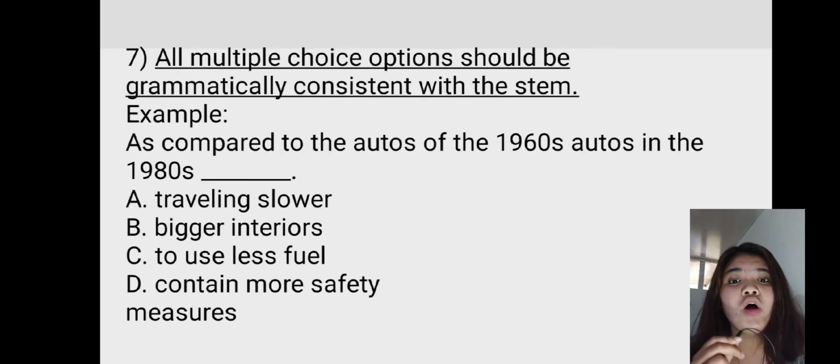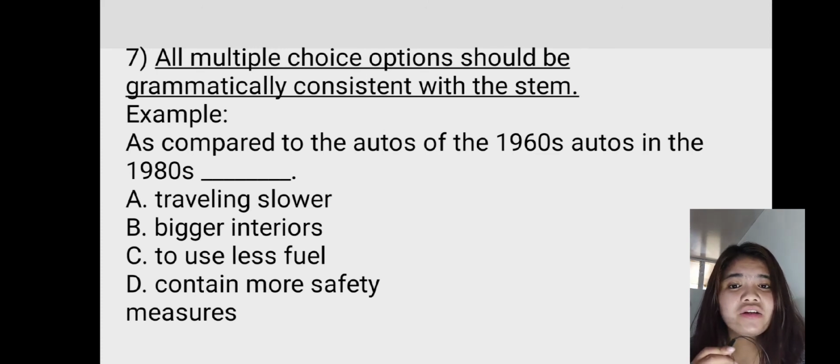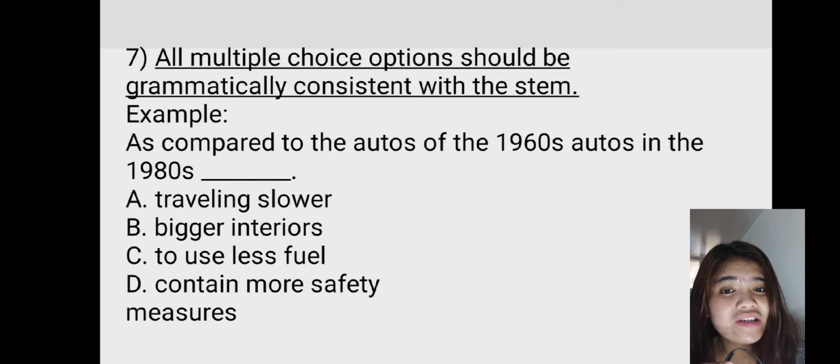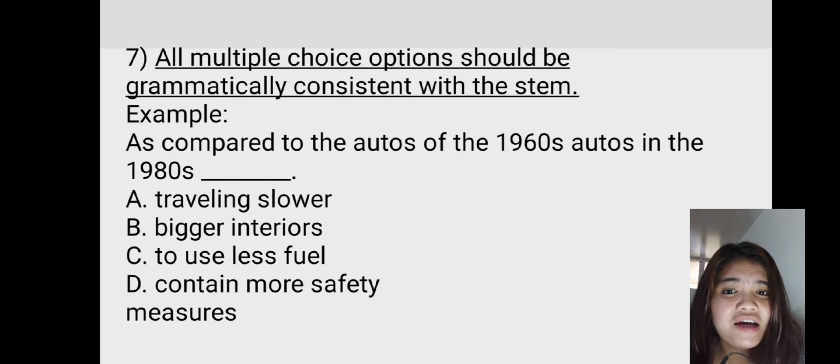Number 7. All multiple choice options should be grammatically consistent with the stem. Example: as compared to the cars of the 1960s, cars in the 1980s blank. A, traveling slower, B, bigger interiors, C, to use less fuel, D, contain more safety measures. Options A, B, and C are obviously wrong for the language smart, because when added to the stem, the sentence is grammatically wrong. D is the only option which, when connected to the stem, retains the grammatical accuracy of the sentence. Thus, obviously, D is the correct answer.